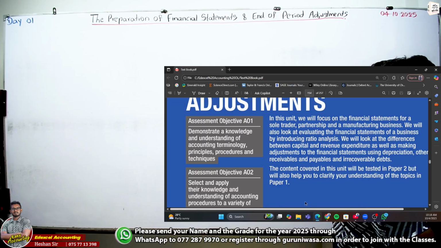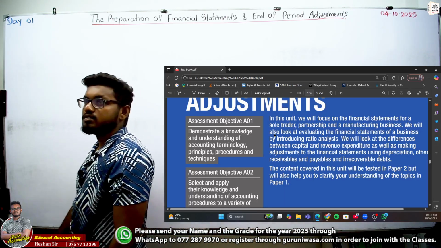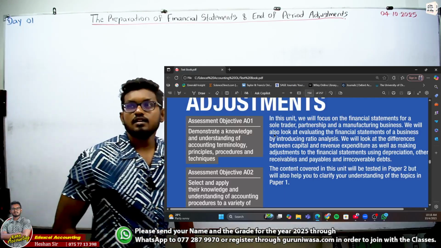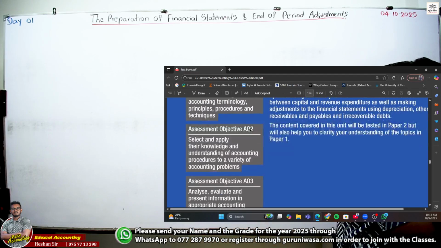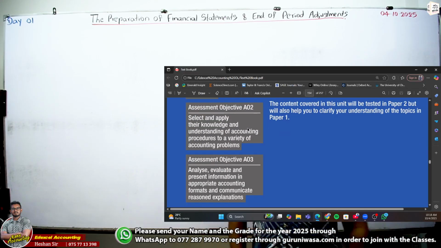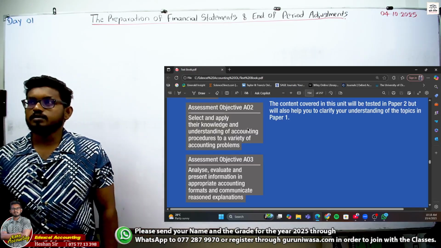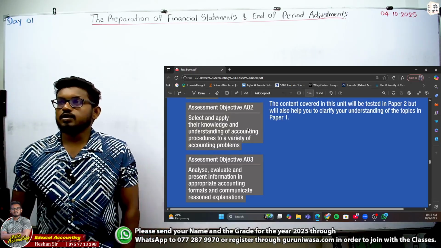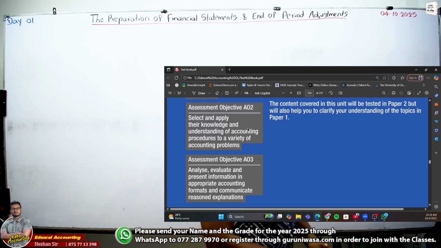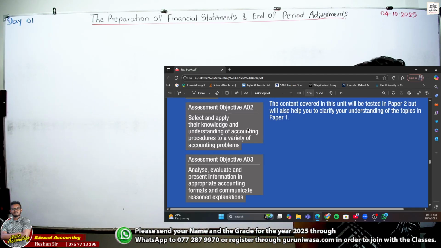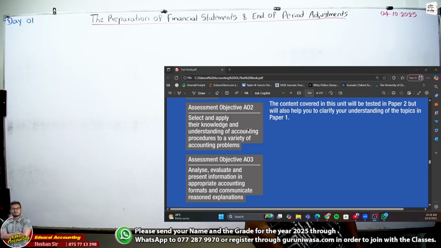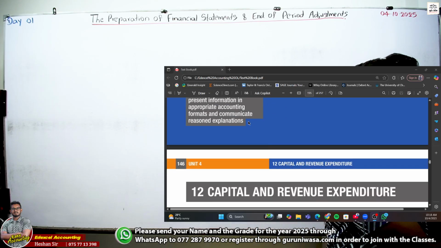Now you can see the assessment objectives. Assessment objective 1: demonstrate knowledge and understanding of accounting terminology, principles, procedures, and techniques. Assessment objective 2: select and apply their knowledge and understanding of accounting procedures to a variety of accounting problems. Analyze, evaluate, and present information in the appropriate accounting formats. Communicate the reasons and explanations. These are the things covered in here.